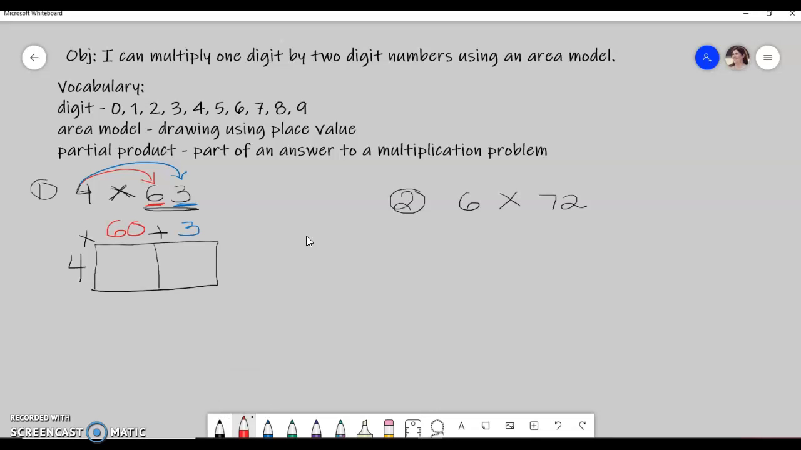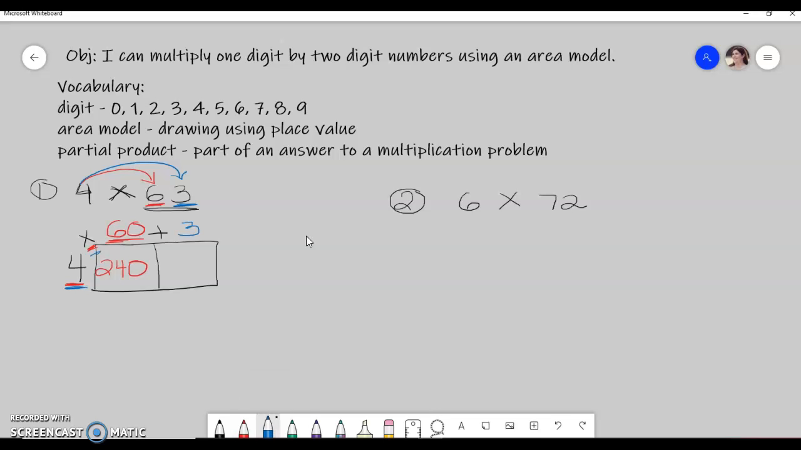Now, we're going to take 4 times 60. So, we take our basic fact. 4 times 6 is 24. And then we add our 0. And then now we got to multiply the ones.